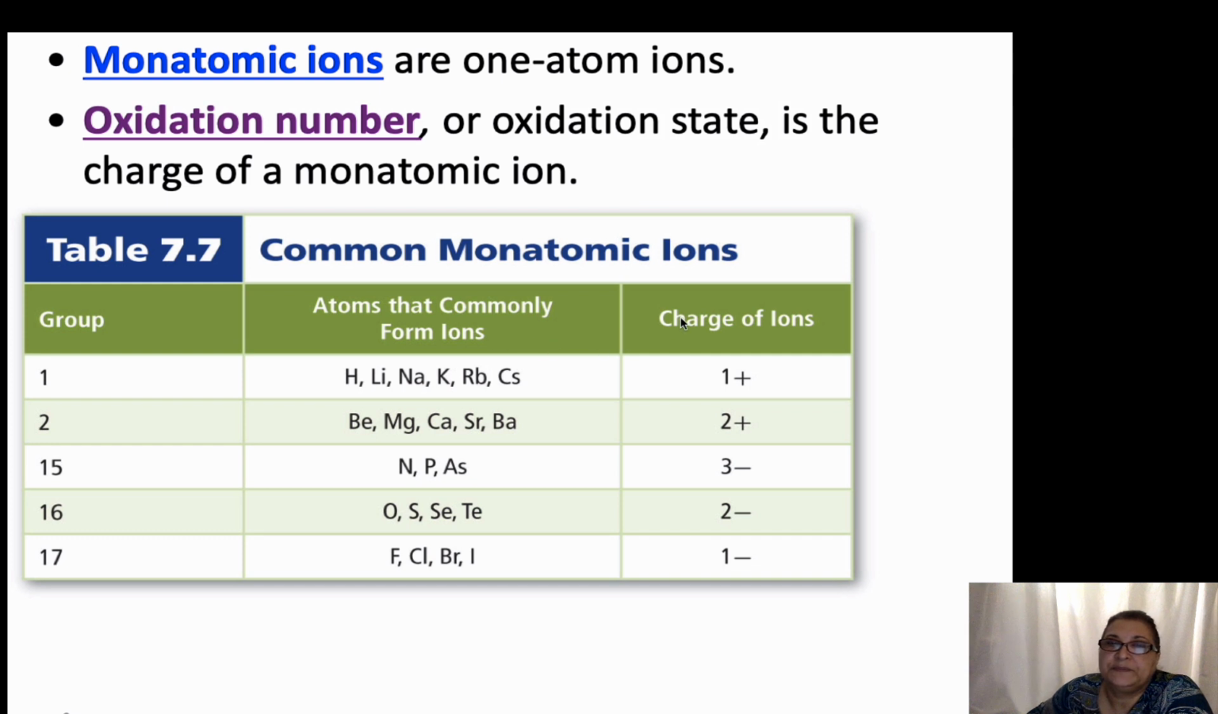Monatomic ion: an ion formed from only one atom. Any of the metals or nonmetals, just one atom, they lose or gain electrons and have a charge on them. Oxidation number: the positive or negative charge of a monatomic ion. These are the elements in group 1. They lose 1, become positive. These are the elements in group 7. They gain 1, they become negative. And that charge is the oxidation number.